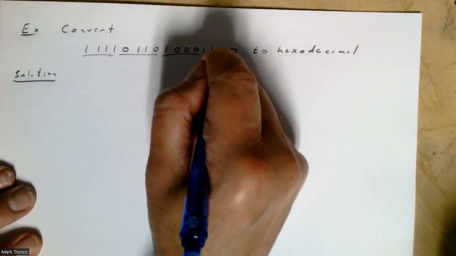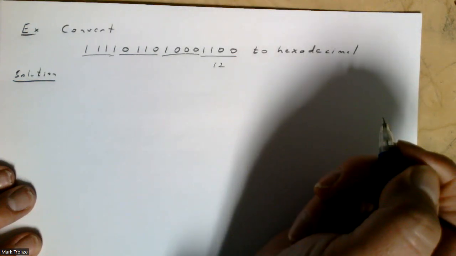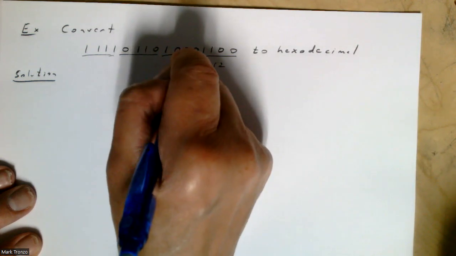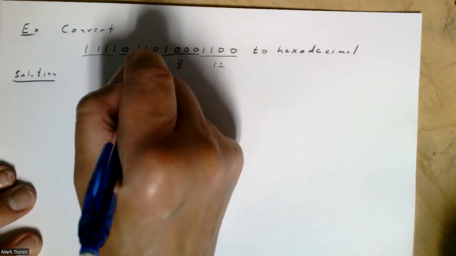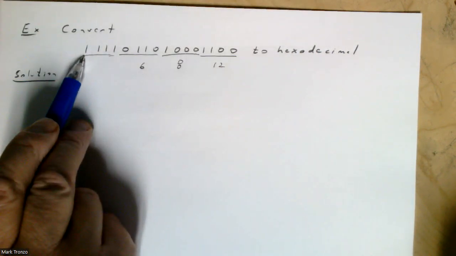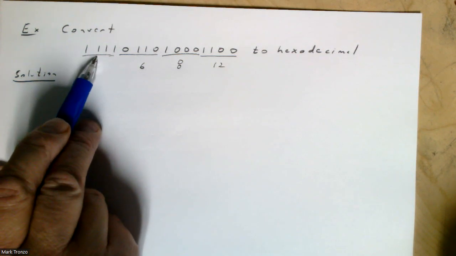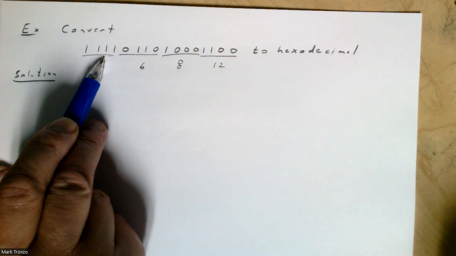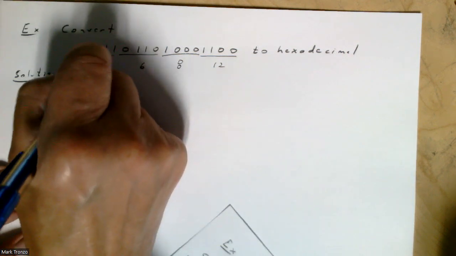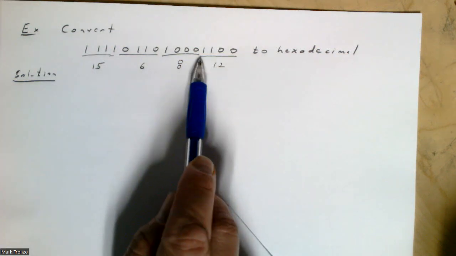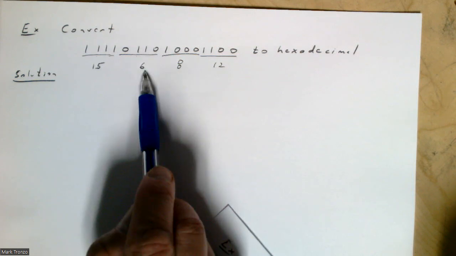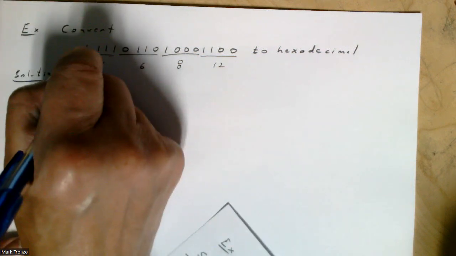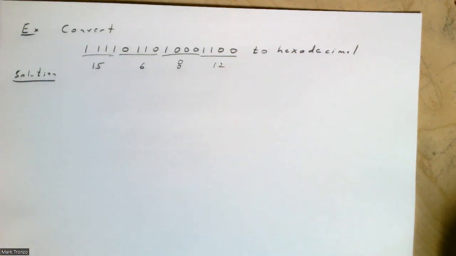And so let's see what this is. This is 8 plus 4 is 12. And this is just 8. And this is 4 plus 2 is 6. And this is 8 plus 4 is 12, plus 2 is 14, plus 1 is 15. So again, double check. That's 12, 8, 6, 15. And again, let's write these down.